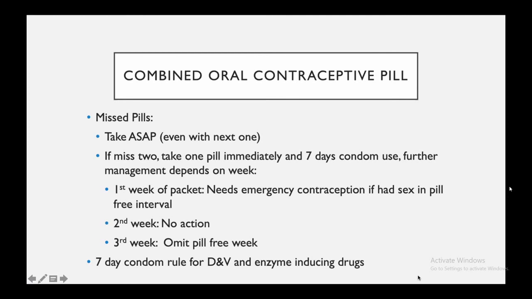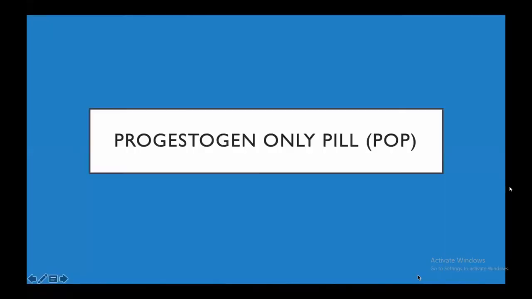If your patient has had diarrhea or vomiting and or any enzyme-inducing drugs, you want to tell them to follow the 7 days condom rule. So the positives of the combined contraceptive pill are that it controls periods, bleeding, and pain.